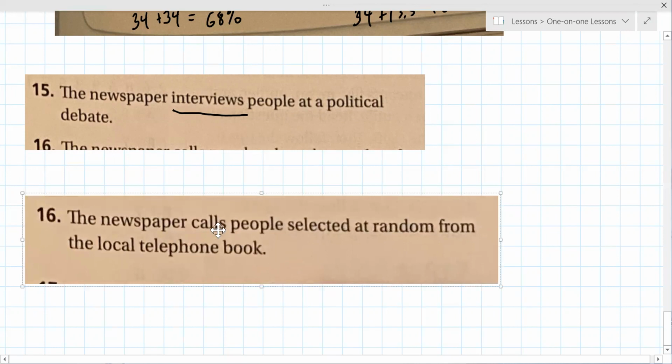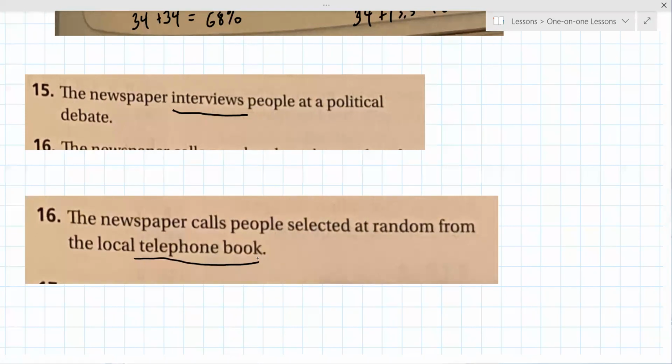So number 16, the newspaper calls people selected at random from the local telephone book. The main thing here is if you're not listed in the telephone book, you're not going to answer. So your bias is that you only sample from people that have their information in the telephone book. And that it could be a problem.